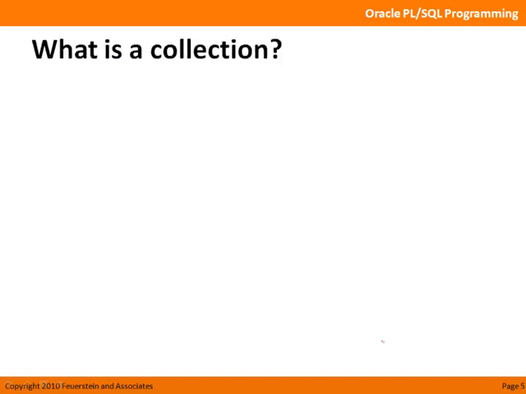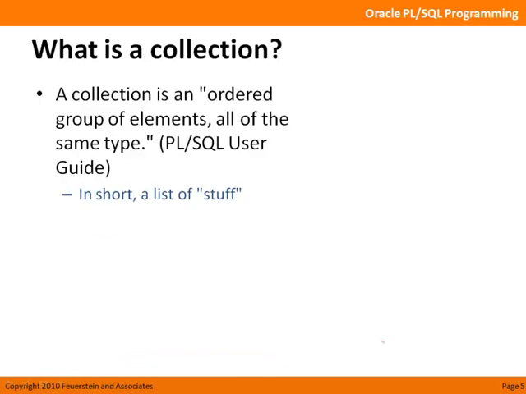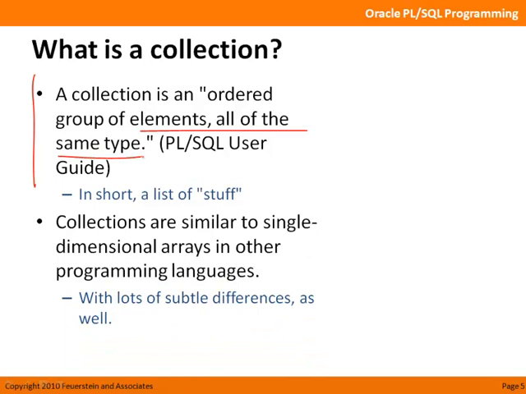So, what, you might be asking, is a collection? Well, according to the PL/SQL User's Guide, a collection is, quote, an ordered group of elements, all of the same type. In short and in general, a collection is a list of stuff, a list of strings, a list of numbers, perhaps a list of records, and much more complex structures as well. But the key thing to note is that every element in the list is of the same type, so they're homogeneous structures. And there is an order to them driven by the index.